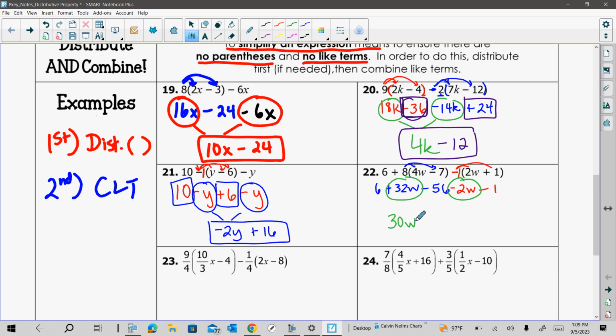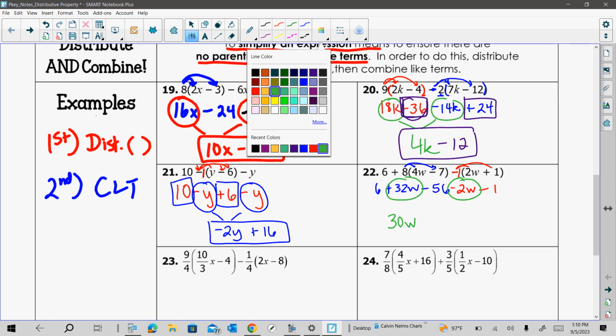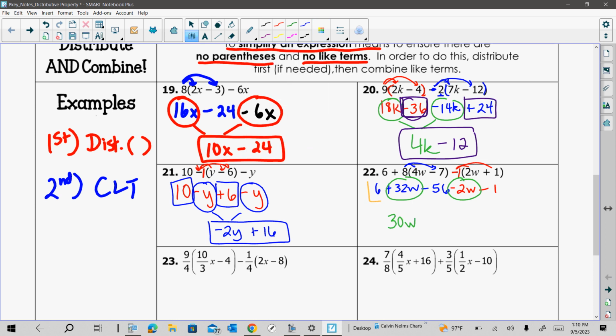What are you lost about? Offline, I added the 6 plus 8 before I did it. 6, then the minus 56, and the minus 1. Come on, guys. Minus 55. Minus 51.